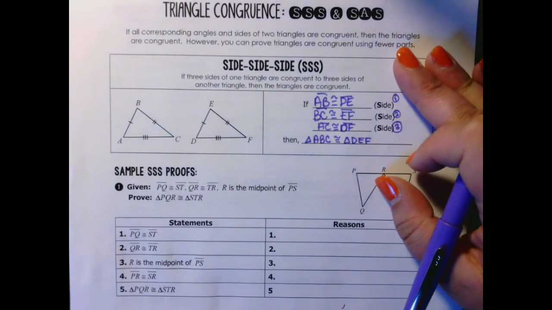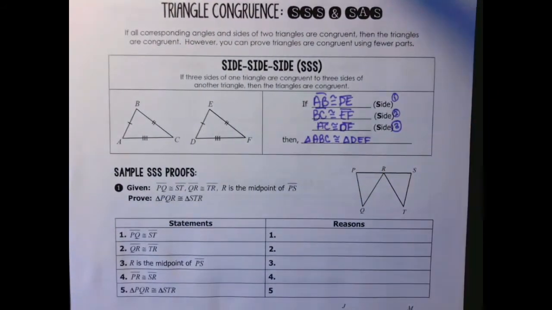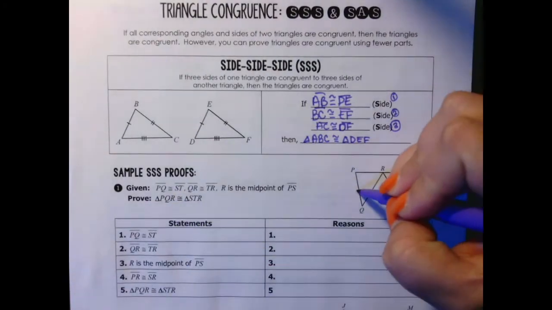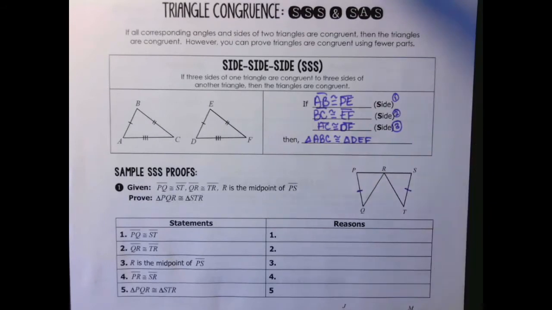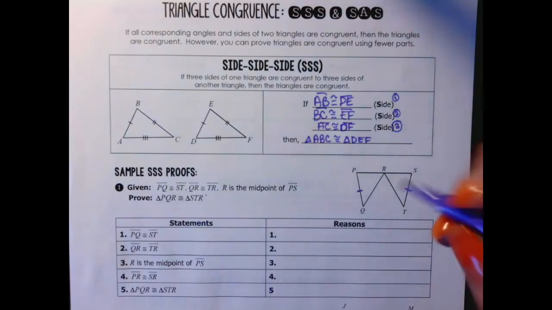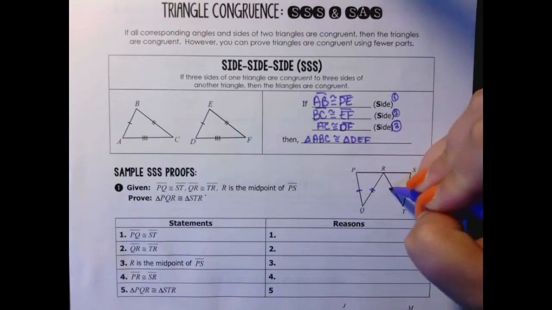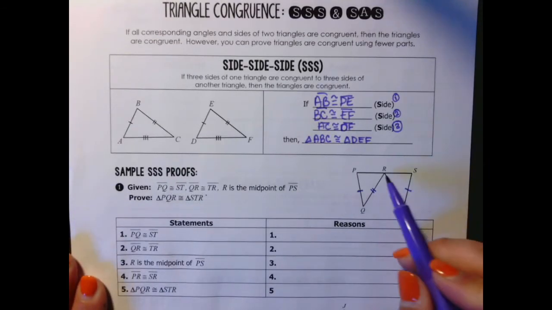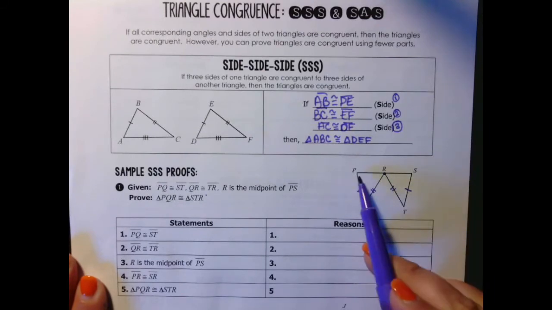So going on to number 1, sample SSS proof. We are given PQ is congruent to ST. So we're going to mark that on our picture. We are also given QR is congruent to TR. And then I know that R is the midpoint of PS.